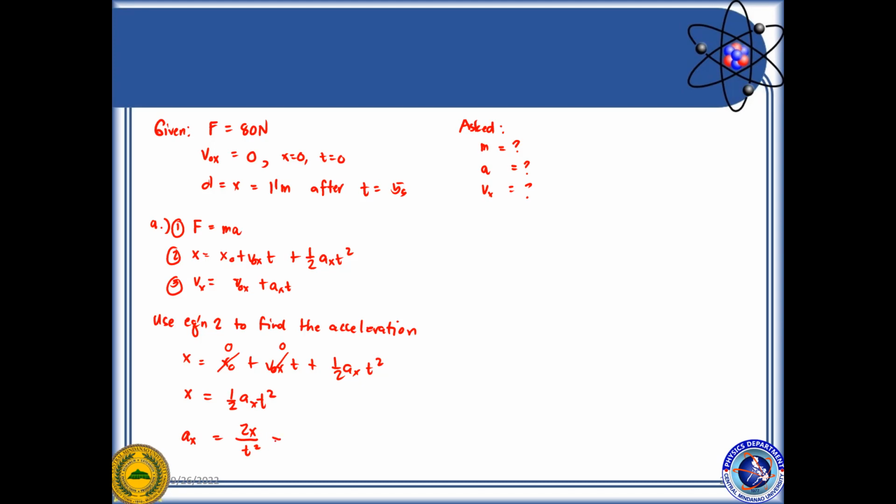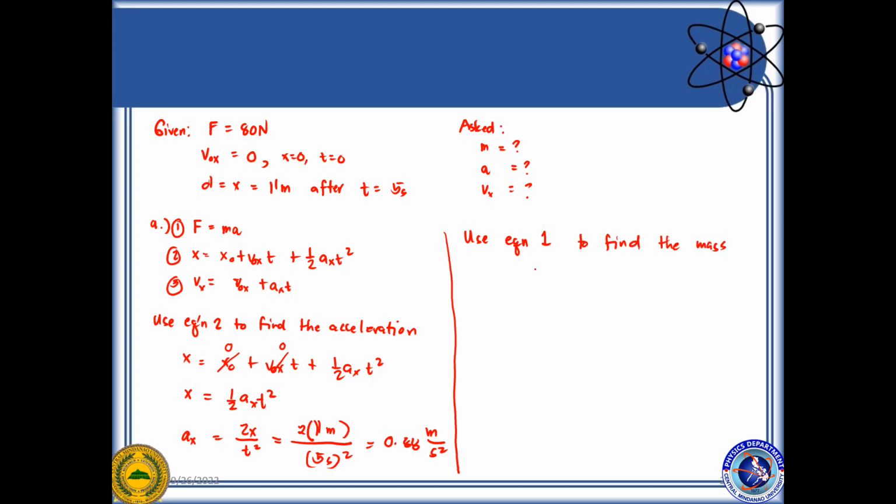Substituting, we have 2 multiplied by x equal to 11 meters, divided by t squared, which is 5 seconds squared. So we will get 0.88 meters per second squared. This is the acceleration. Now that we have the acceleration, we can use equation 1 to find the mass.